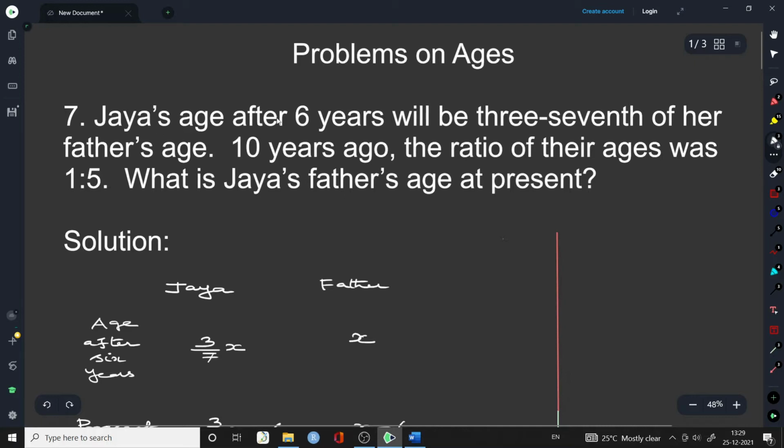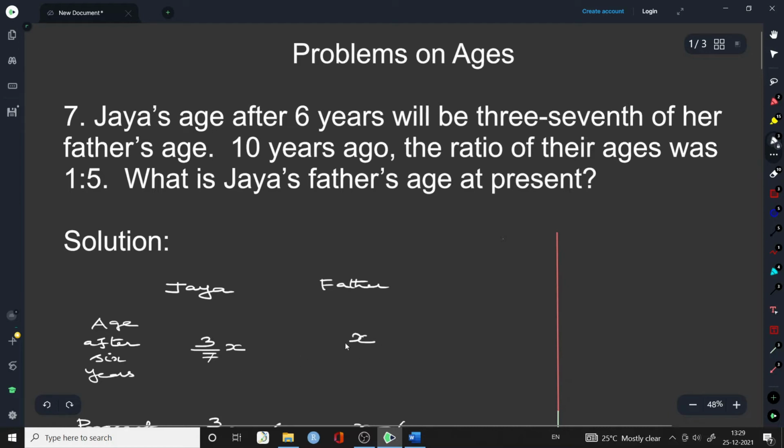Jaya's age is compared with her father's age. So Jaya is compared with her father. That means you have to take the age of the father first. So let us take the father's age to be x. Then Jaya's age will be 3/7 of x because that is given. This is after 6 years from now. Jaya's age will be 3/7 of her father's age. So, age after 6 years.